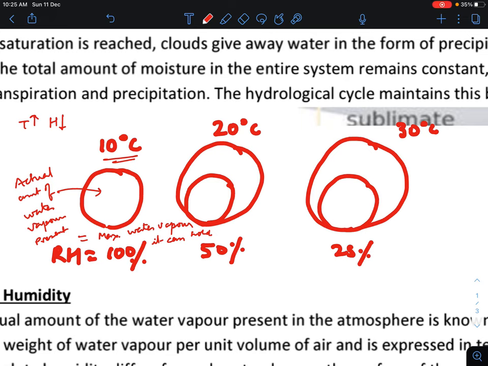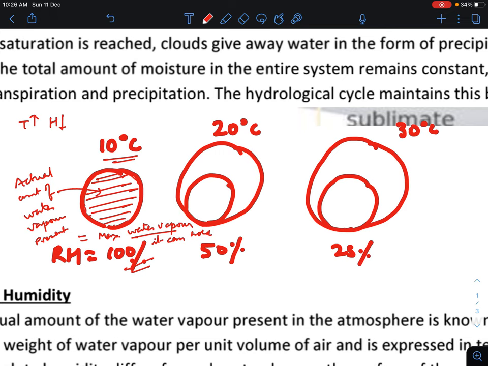Now what we are going to study is this volume of air, and at 10 degrees Celsius the volume of air is this much. This volume of air contains an actual amount of water vapor, and that is equal to the maximum amount of water vapor that it can hold. This volume of air can hold a maximum of this much, and that is equal to the actual amount of water vapor present in it. Then the relative humidity will be 100%.